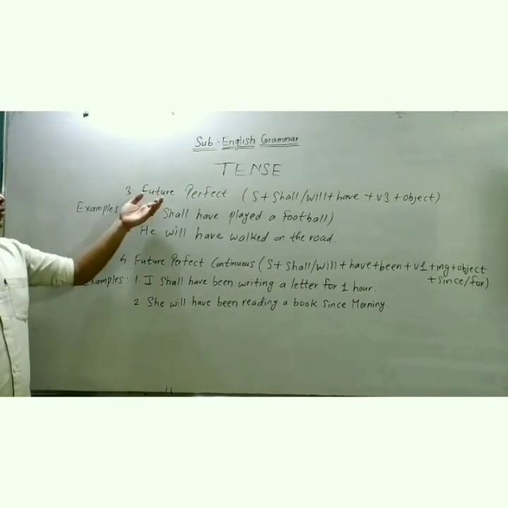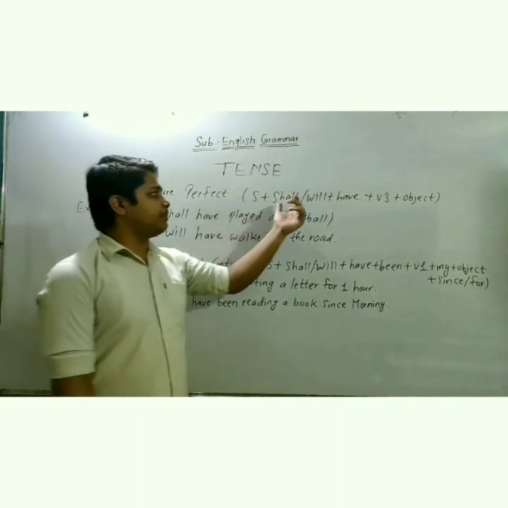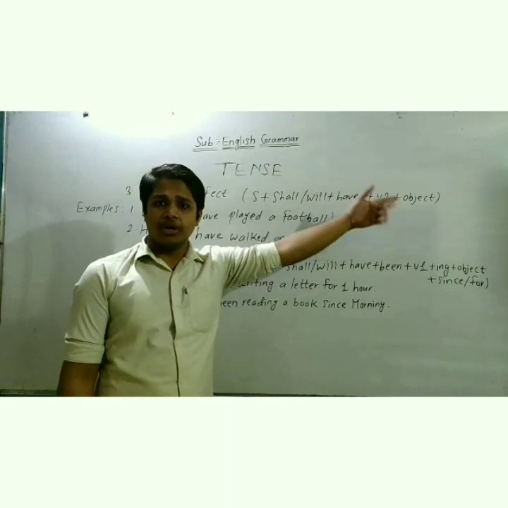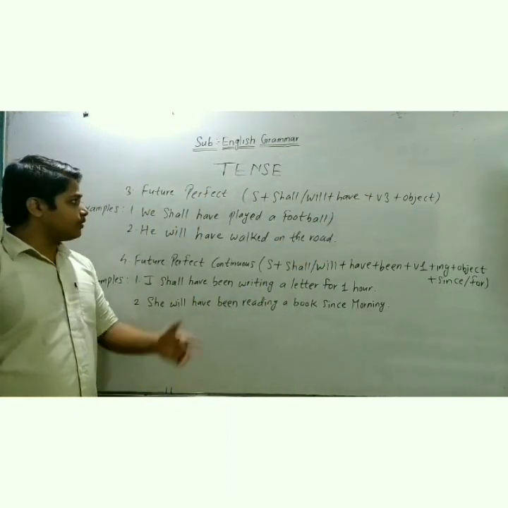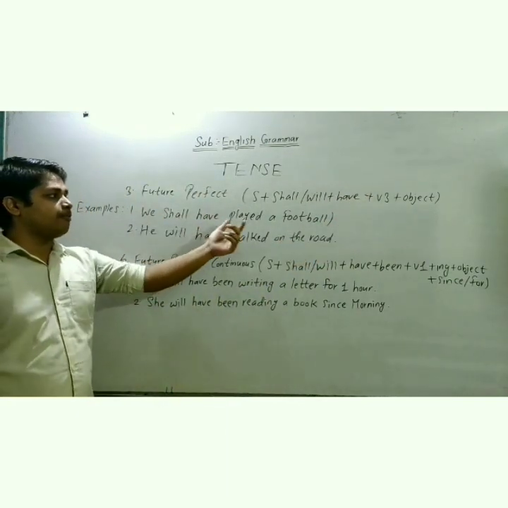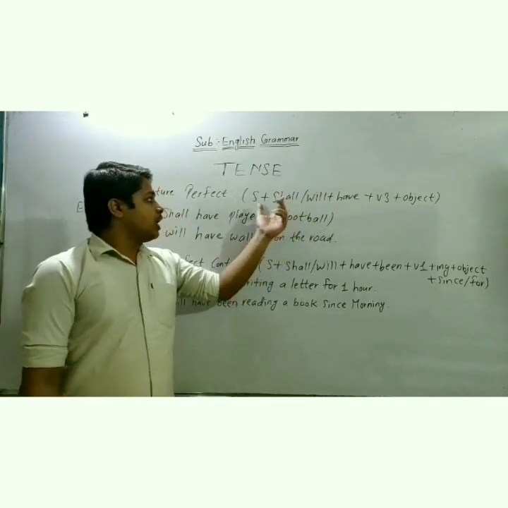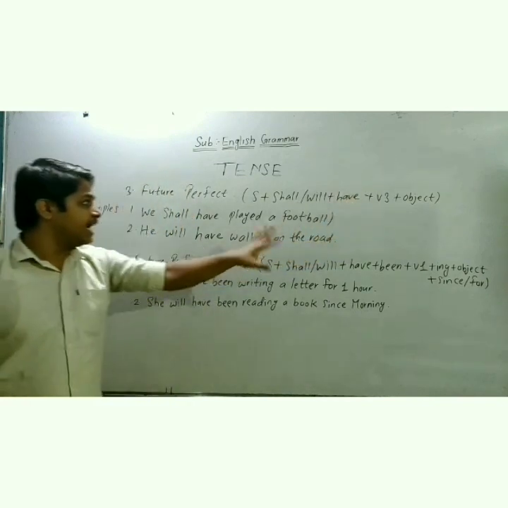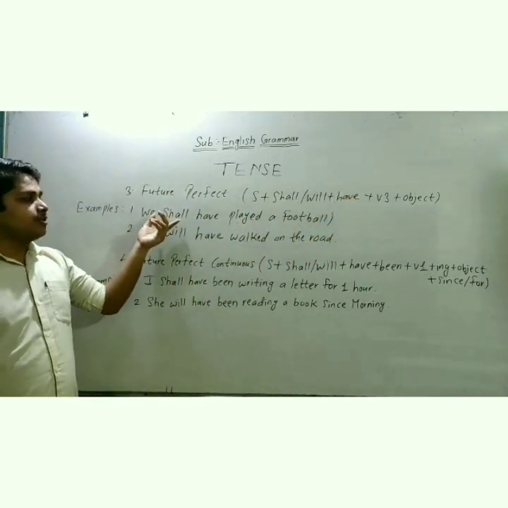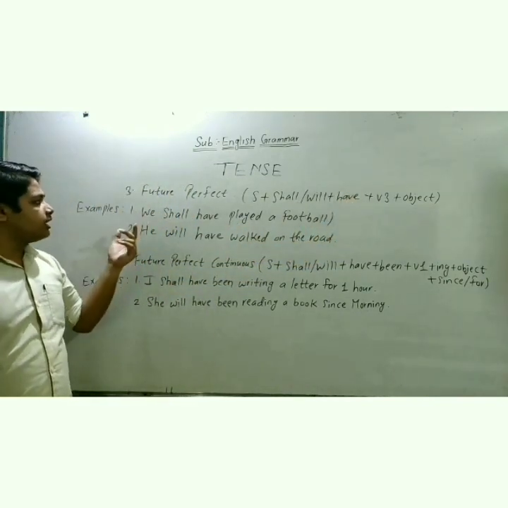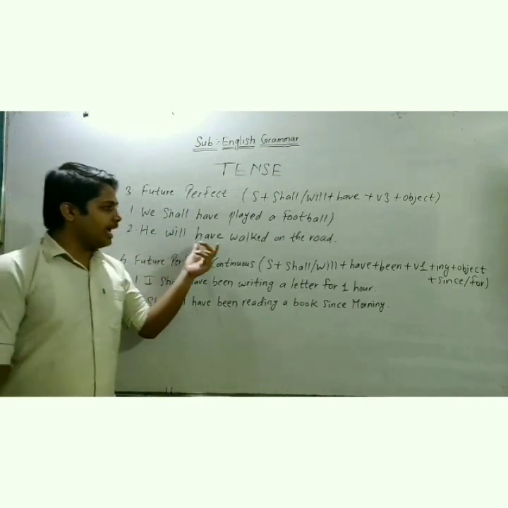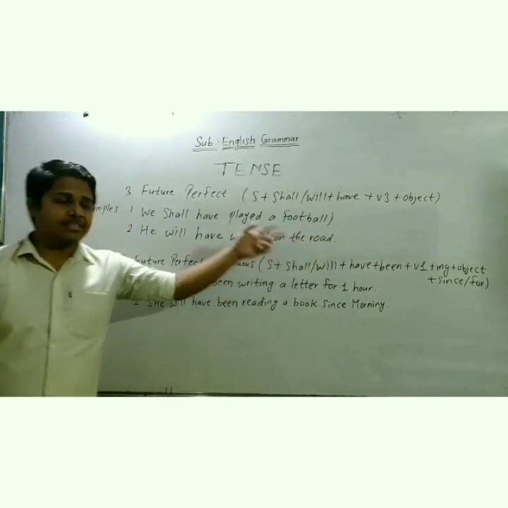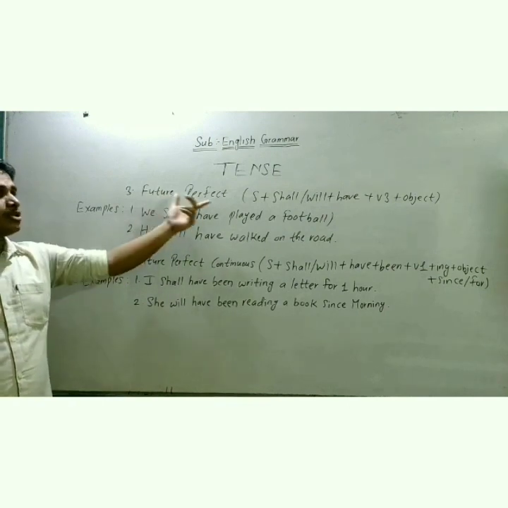Now the third type, future perfect. The formula is subject plus shall, will plus have plus verb third form plus object. The first example is we shall have played football. In the future perfect, the verb's third form must be used. The second example is he will have walked on the road. So these are the two examples for the future perfect tense.